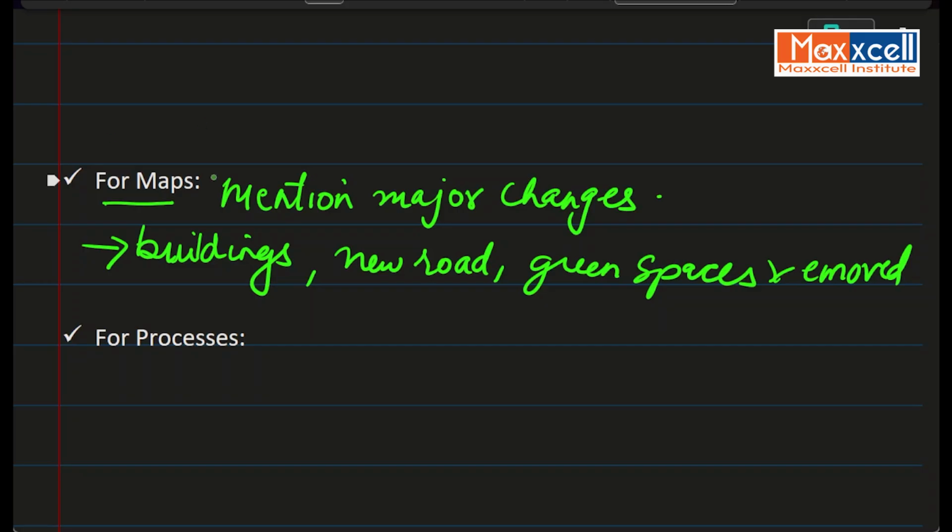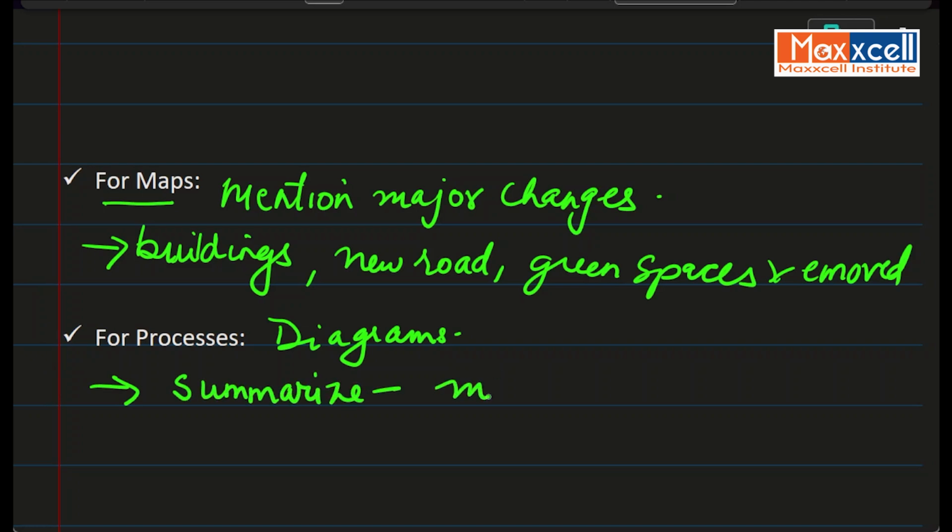When it comes to processes or diagrams, and you get such a question, then in that case you need to summarize the main stages of the process. There are no ups and downs here, so you have to keep the main stages in mind. What are the different stages of the process, and you need to highlight them. So this is what you need to do when it comes to the overview: highlight the key trends and summarize. This is something you need to remember.